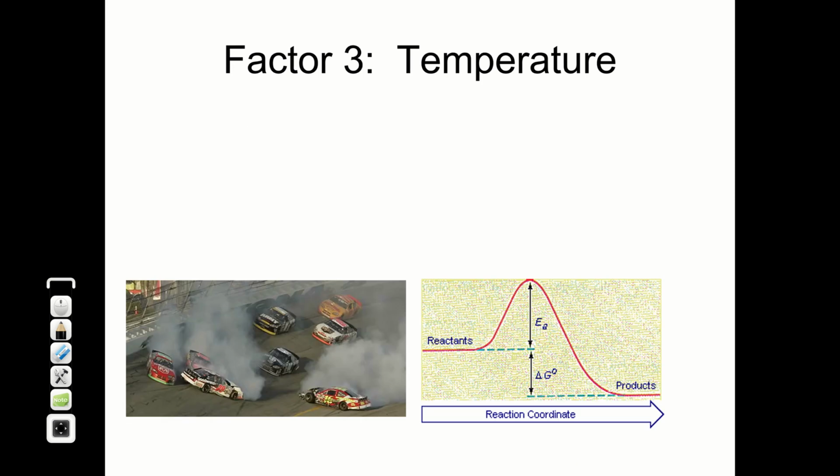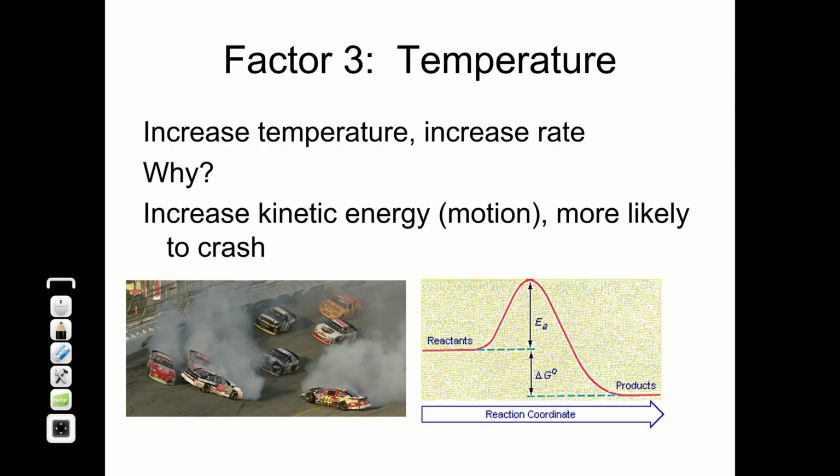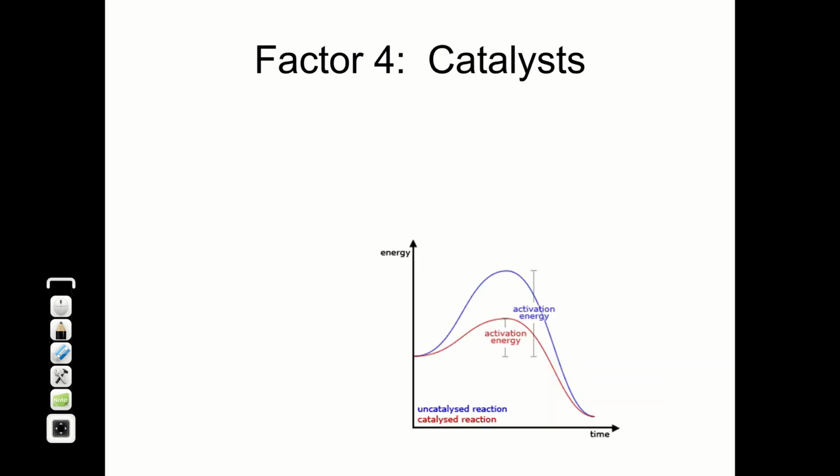Okay? Temperature. Increased temperature increases rate. Again, you're increasing the kinetic energy. You're more likely to crash, but you're also already higher up on the activation energy chart. So factor 1, concentration. Factor 2, surface area. Factor 3, temperature. All right, all of them increase the rate, all directly related.